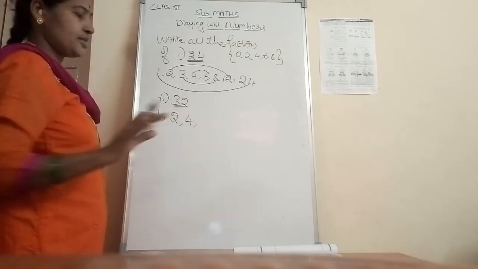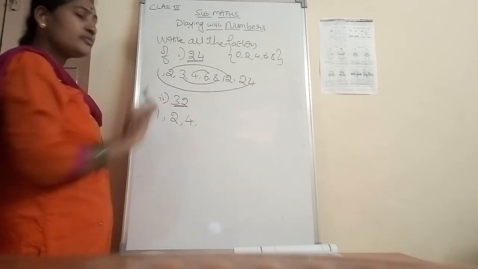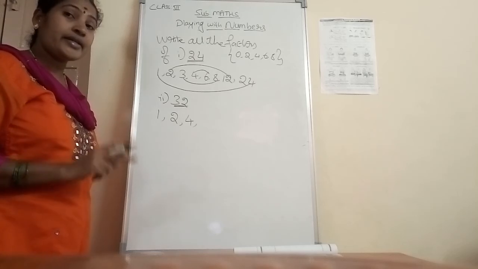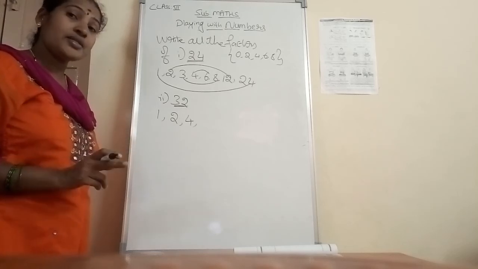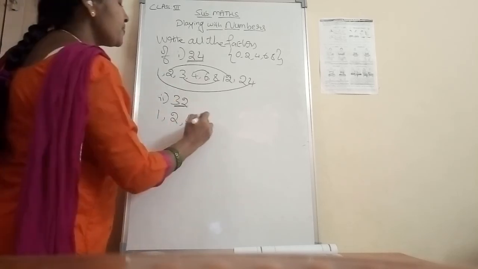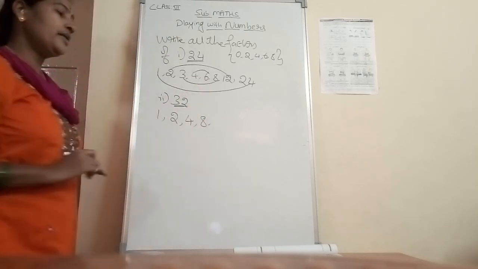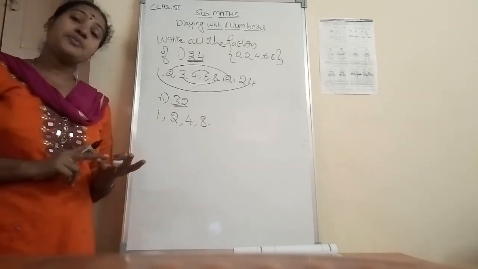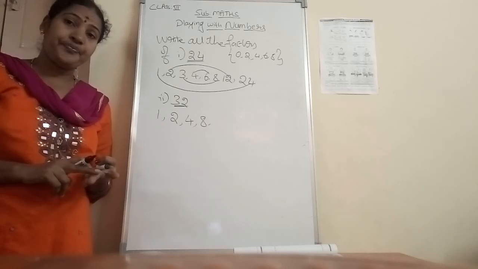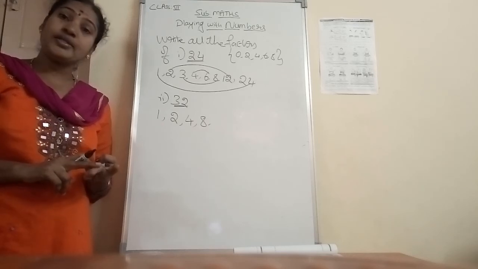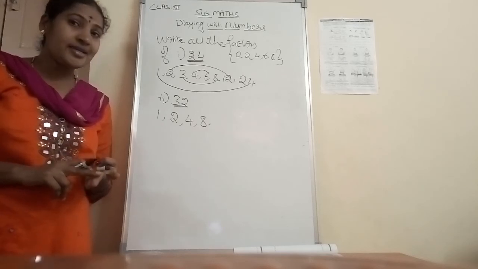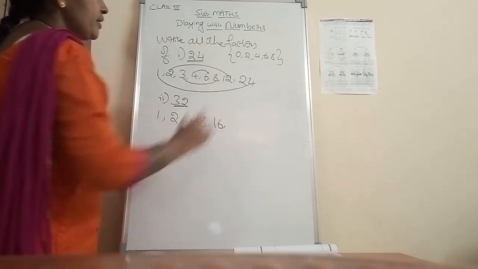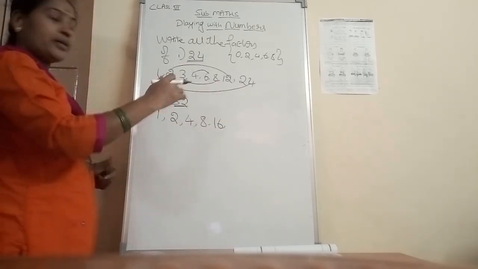What about 5? It is not possible. 6? No, it is not possible. 7? No. 8? 8 1s are 8, 8 2s are 16, 8 3s are 24, 8 4s are 32. So 8 is possible. What about 9? From 9 also it is not possible. 10 also not possible. 11 also not possible. 12, no. 13, no. 14, no. 15, no. 16 is possible because 16 2s are 32. Okay, 17, 18. Let us learn the partner method now.